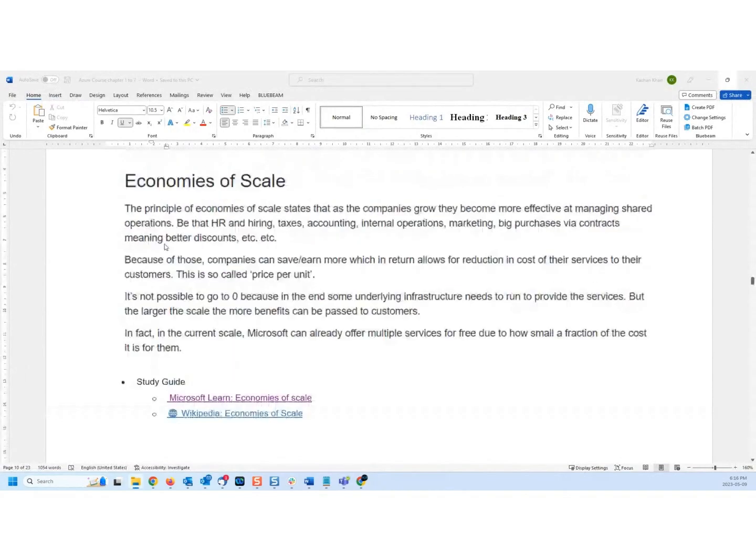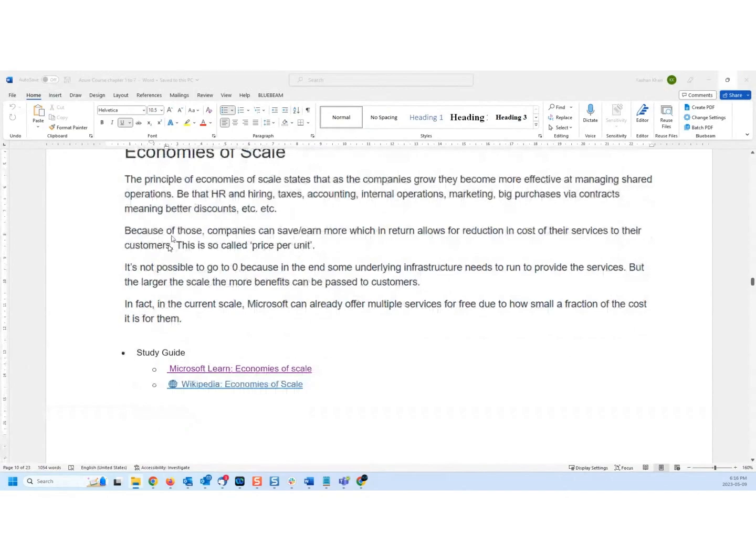With Microsoft Azure, you don't have to worry about that. The business model they are providing is pay as you go. The principle of economies of scale. So let's read this together. The principle of economies of scale states that as companies grow, they become more effective at managing shared operations, be that HR and hiring, tax and accounting, internal operations. So we are not just talking about the trucking company now. Big purchases via contracts mean better discounts, etc.